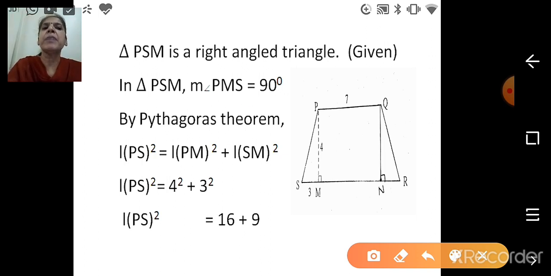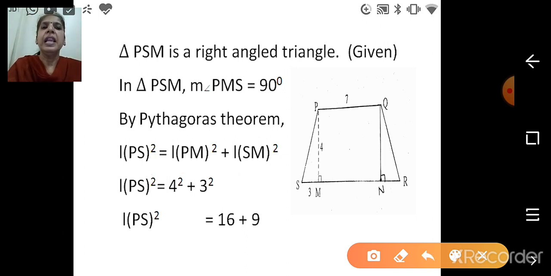And now by Pythagoras theorem, which we have studied, hypotenuse square is equal to side 1 square plus side 2 square. So here, when angle PMS is 90, the side opposite to it is PS. So here our hypotenuse is PS. So hypotenuse square, length PS square, side 1, I can take one side, that is PM. This is my side 1. So PM square plus side 2, SM square. So length PS square is equal to length PM square plus length SM square.